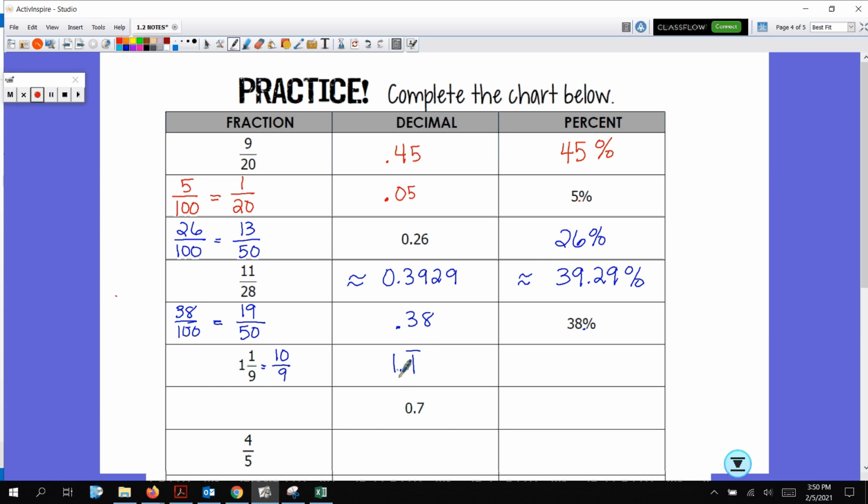I move this decimal 2 places to the right, and that gives me 2 places. 1, 2. Remember, the repeating means there's multiple ones happening here. 1, 1, 1. That's what that means. So if I move 2 places, I get 111.1 repeating percent. That was an ugly one.